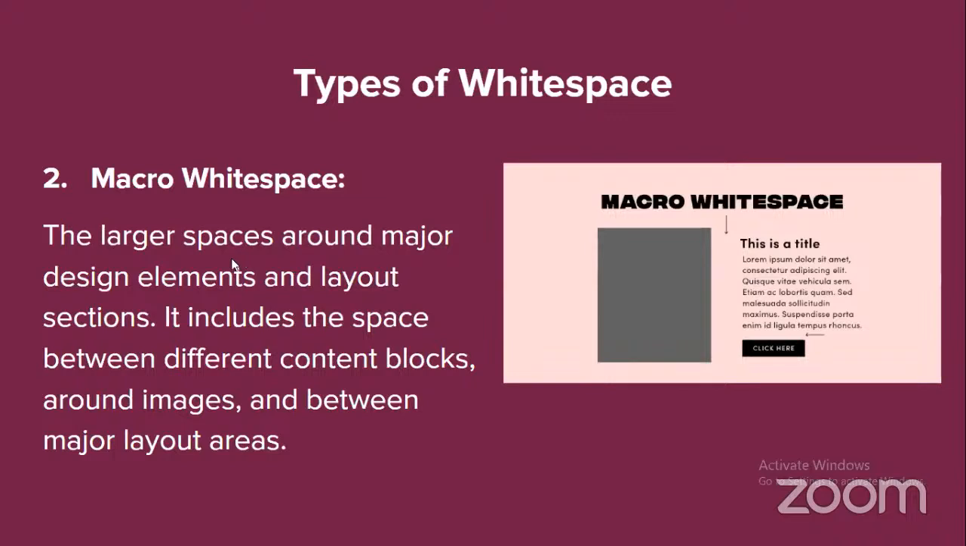So macro white space is the larger space around major design elements and layout sections. It includes the space between different content blocks, and spacing around images. Can you see this is the image part and this is the spacing. So now this is just to show that this is the UI design.